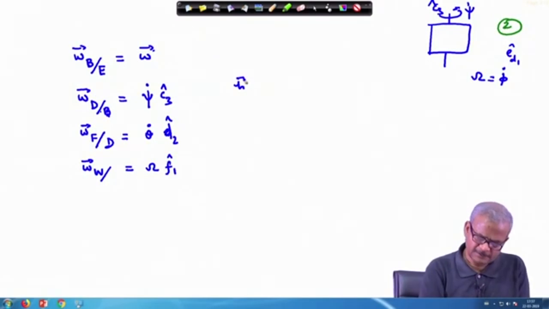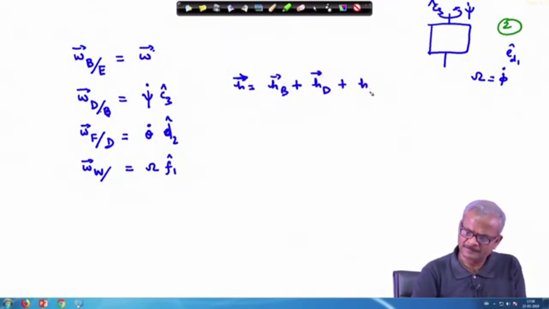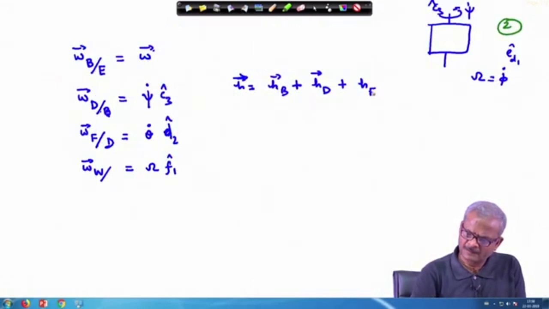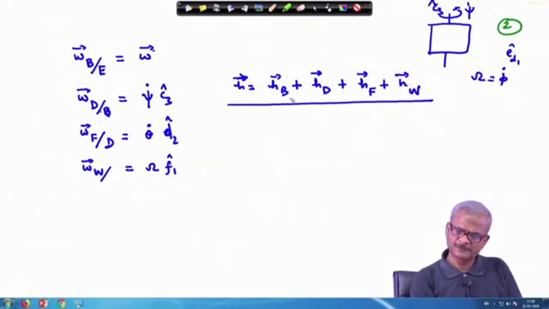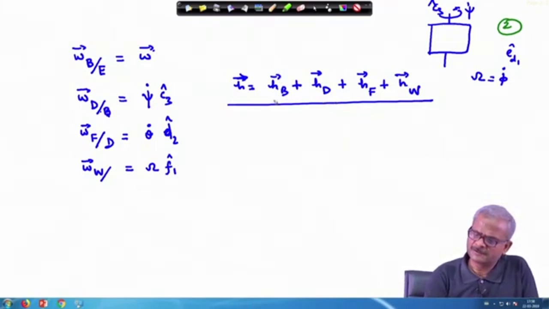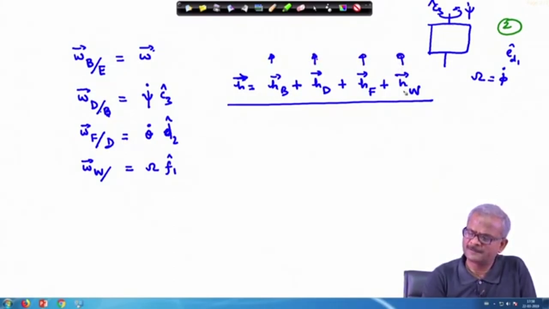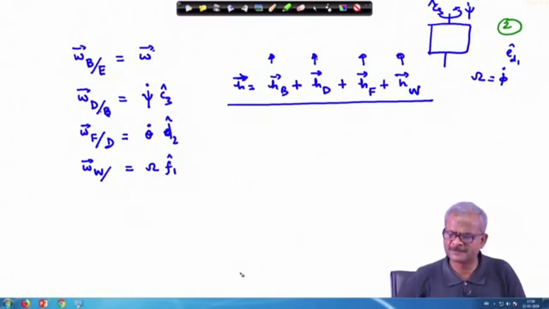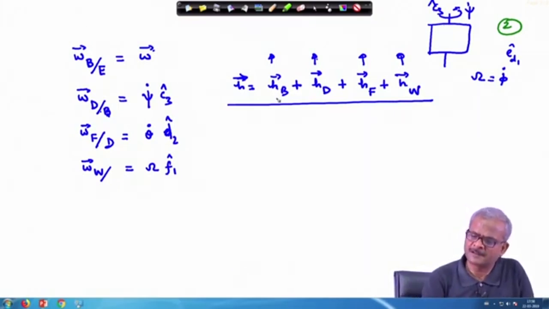Now, here the total angular momentum can be written as the summation of the main body, then the outer frame which we have noted as d, and then the f frame. Okay. And then the angular momentum of the wheel. So, this approach that we are taking here uses absolute angular momentum, not a relative one, just as in the previous lecture, where we combined to get a derivation in the relative sense with respect to the satellite. Here all these are absolute angular momentum.